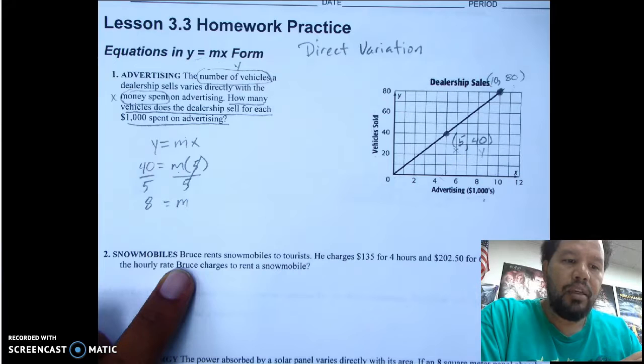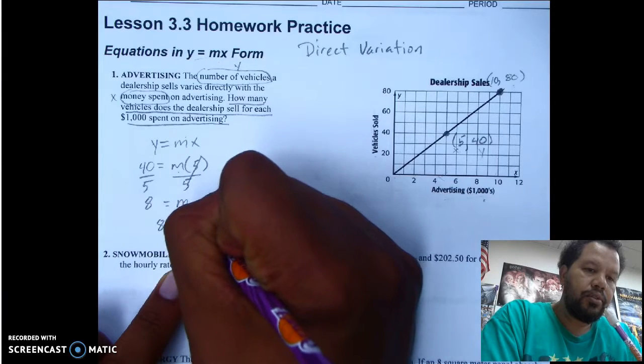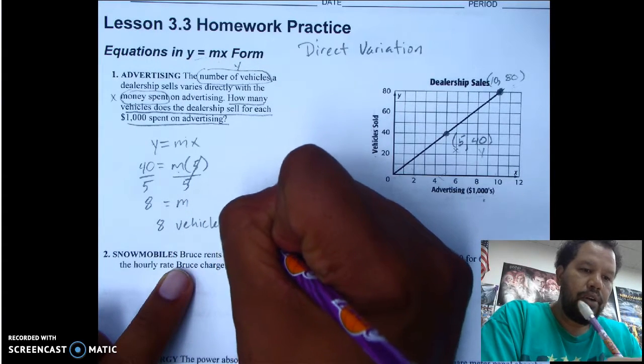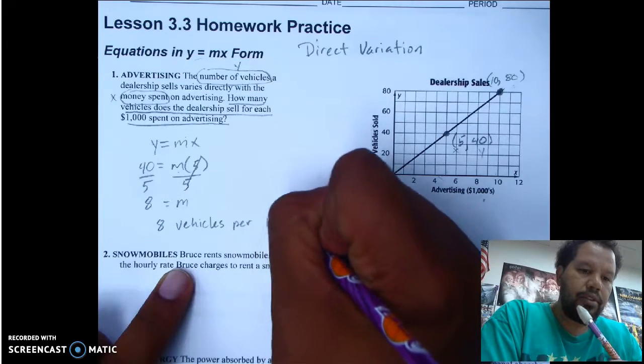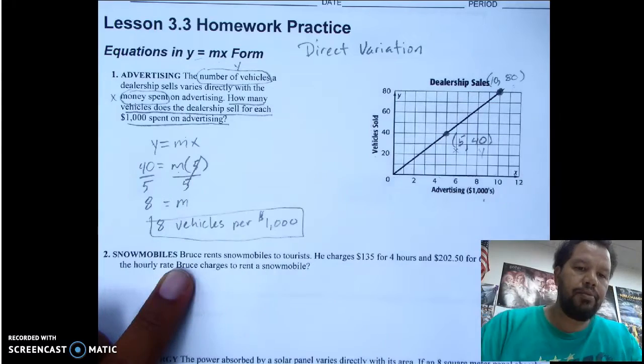So how many vehicles do they sell per thousand? It sells 8 vehicles per $1,000 right there.